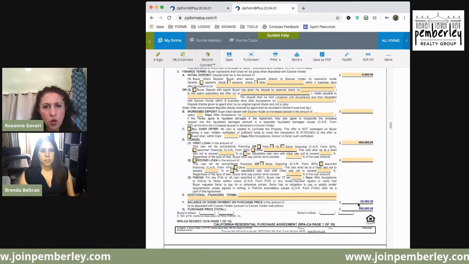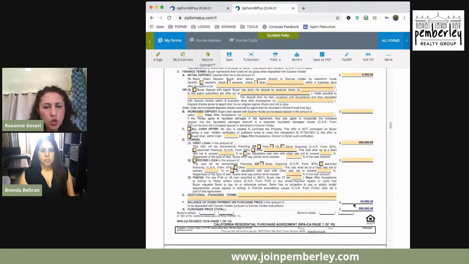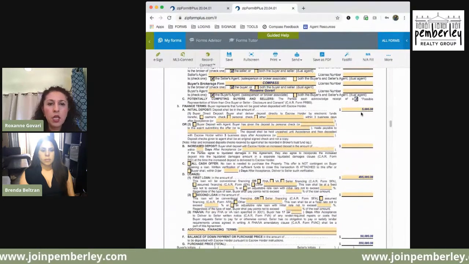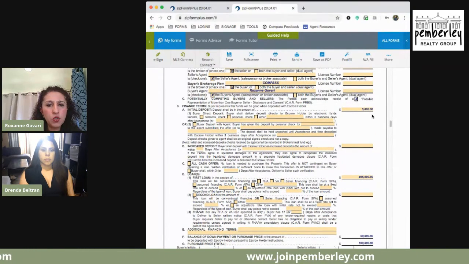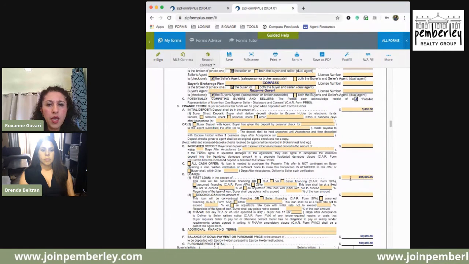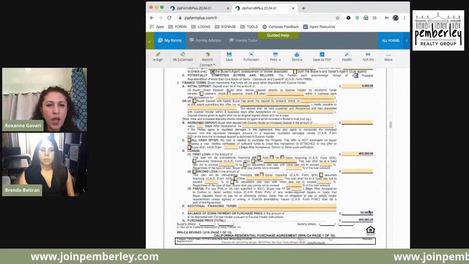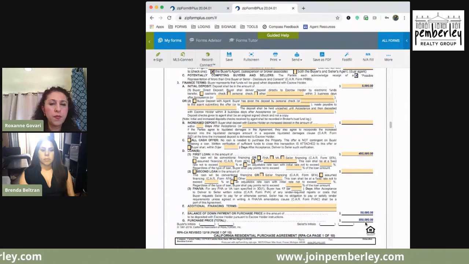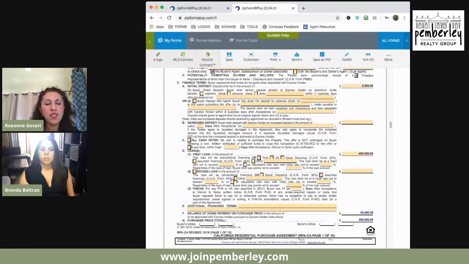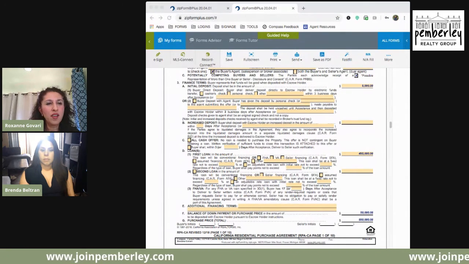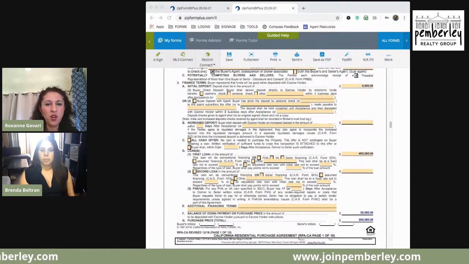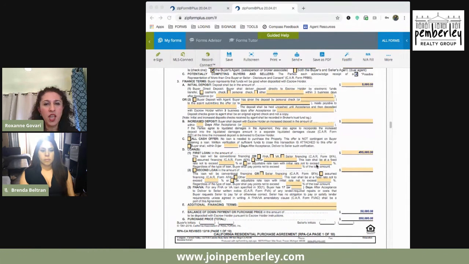So all you really need to do is you put your initial deposit, which is 1%, and then you will figure out how much your loan amount is. And then once you get to your loan amount, then the balance of your deposit gets calculated automatically, and then you have your total purchase price. So that's it. That's the best and most important part of the offer that we are working with today.